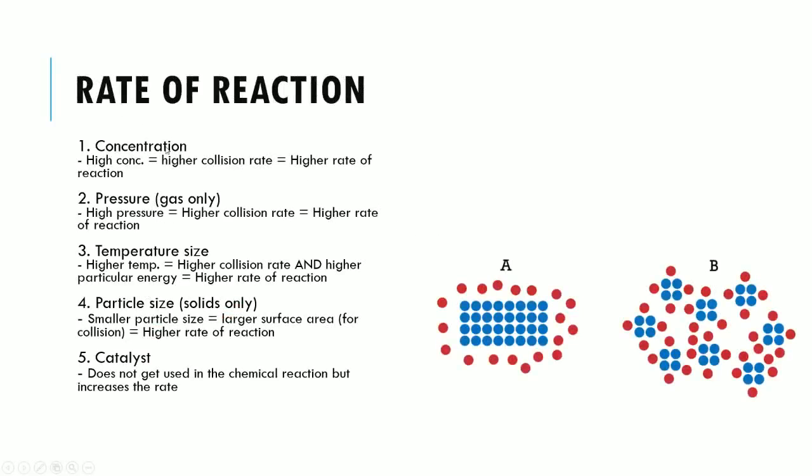There's a couple of things. The concentration is basically how many particles there are in a given volume, right? So a higher concentration suggests that there are more particles that are closer to each other, so therefore by chance alone the rate of collision will be higher, and that means the rate of a chemical reaction will thus be increased as well. Pressure works exactly the same way, except that it's only related to gases.